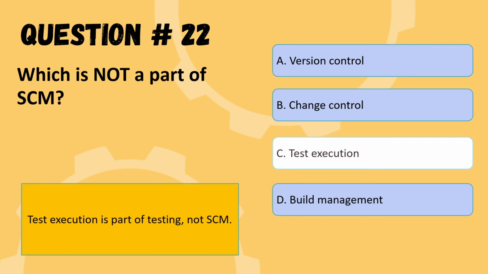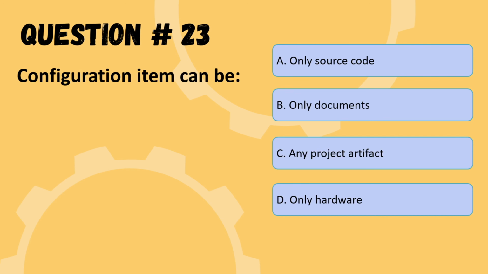So we are moving to the next question. Next question is, a configuration item can be only source code, only documents, any project artifact, or only hardware. So the correct option is any project artifact.